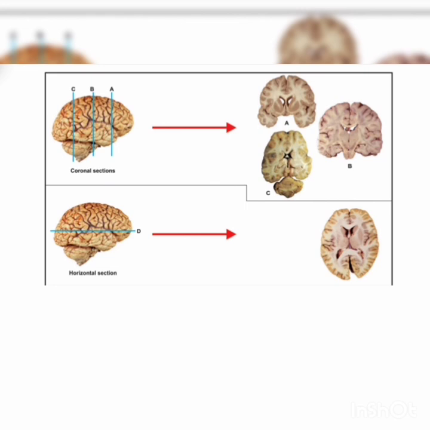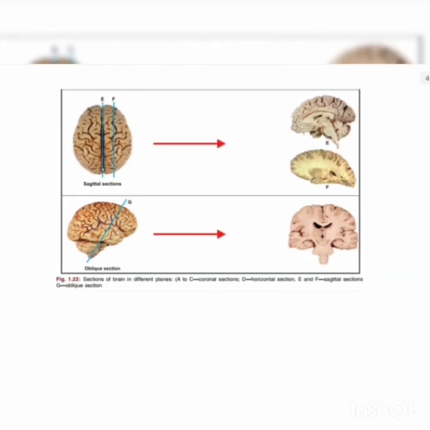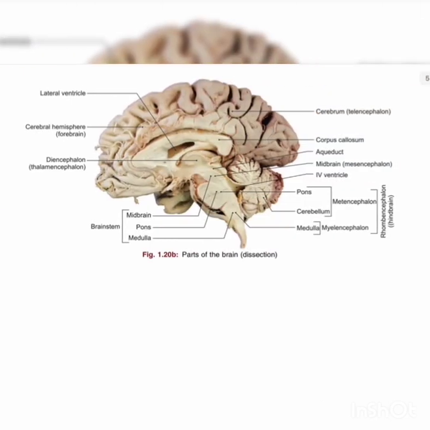So these are the various sections of brain. This is how a section in the coronal plane appears. Like this is a coronal section of the brain. These are the coronal sections. This is how a horizontal section appears. This is how a sagittal section of the brain appears. And an oblique section appears like this. So now you can easily tell which section is this.